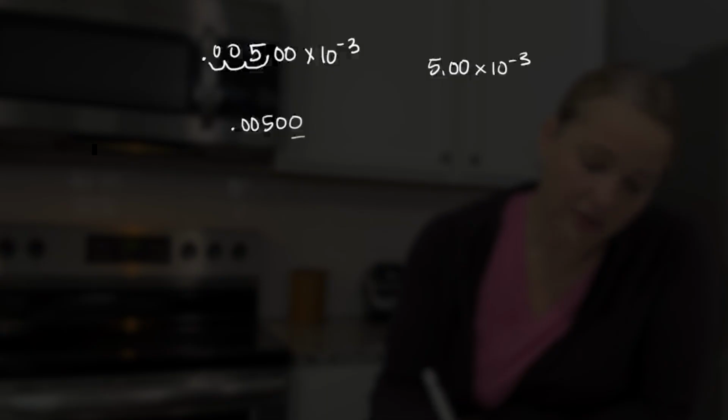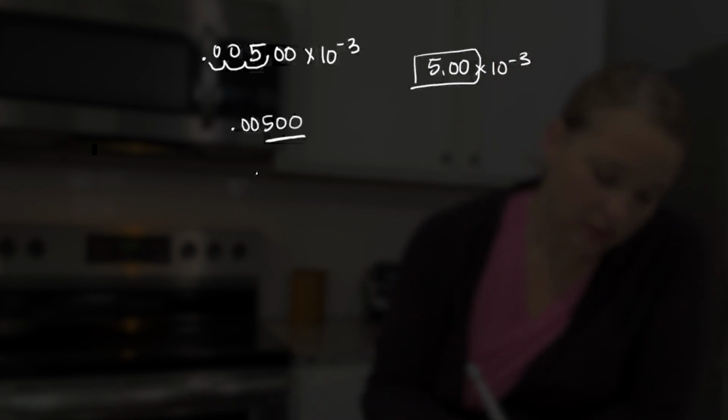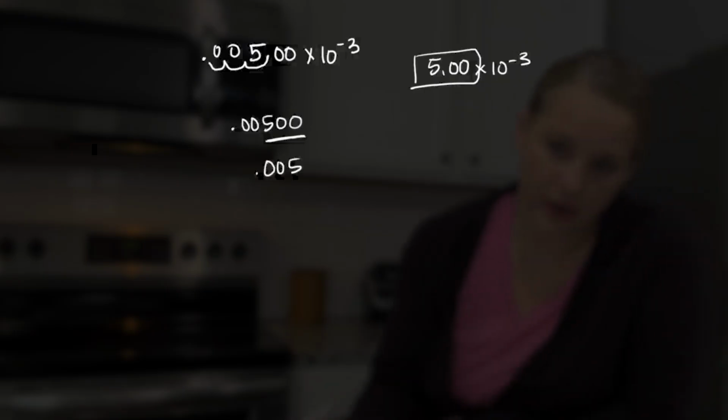So 0.00500. And then we know, because it was 5.00 times 10 to the negative 3rd, we know we have 3 significant figures. So we have to keep these 3 significant figures. So we have to write it like that, not change it to this, right? Because we got to keep those 3 significant figures.